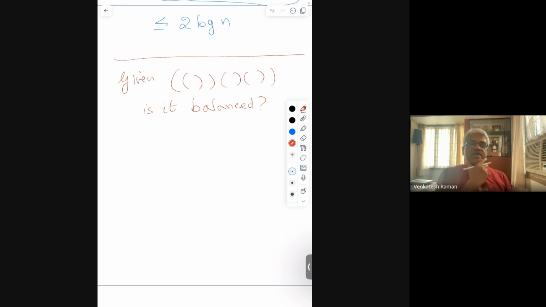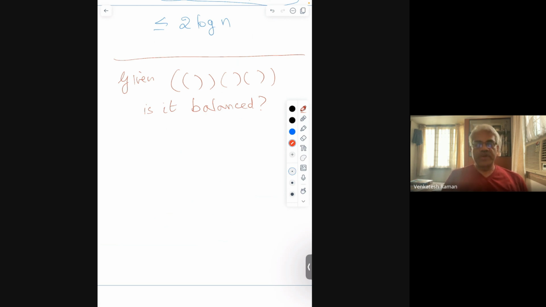So part A says that I just count. By the way, this is a very nice standard interview question. And people say, I count the number of opens and number of closes, and if they are equal, then it's balanced. Otherwise, it's not balanced. Is that correct?